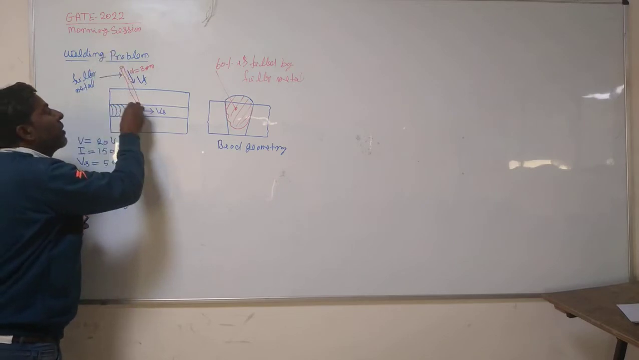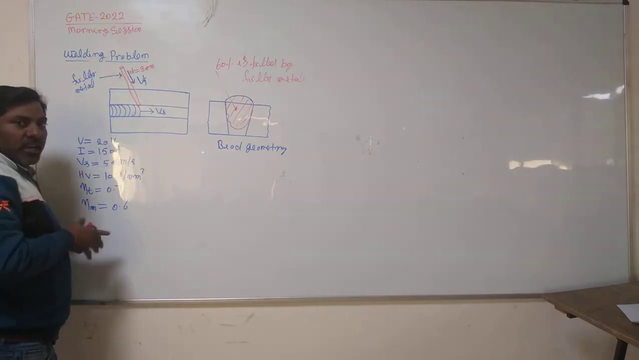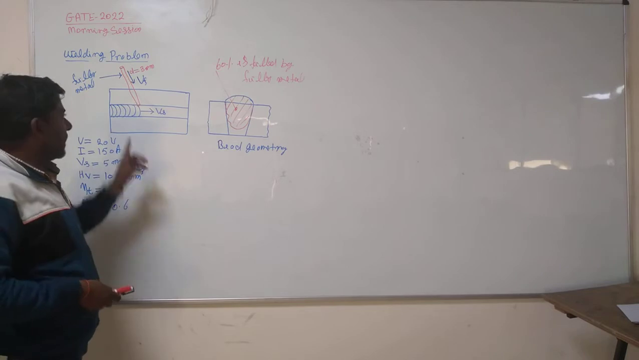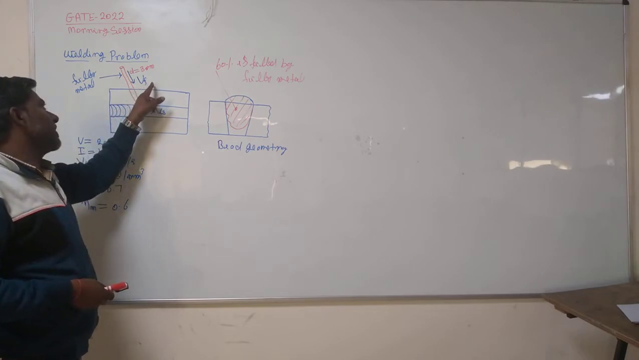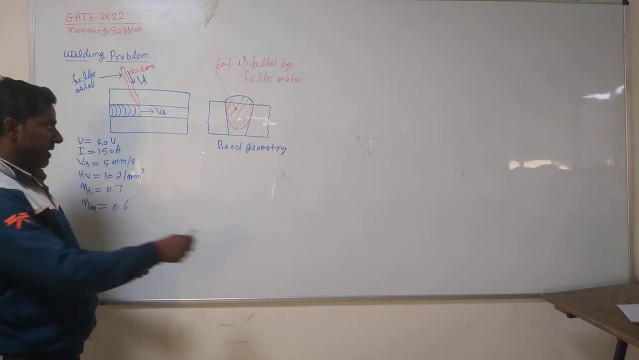As you are moving, this will come down. So at what speed are they coming down? That is the feed rate, the speed of the filler metal towards the workpiece. Let us say it is Vf. So your objective is to find out what this Vf is, the feed rate of the filler material.